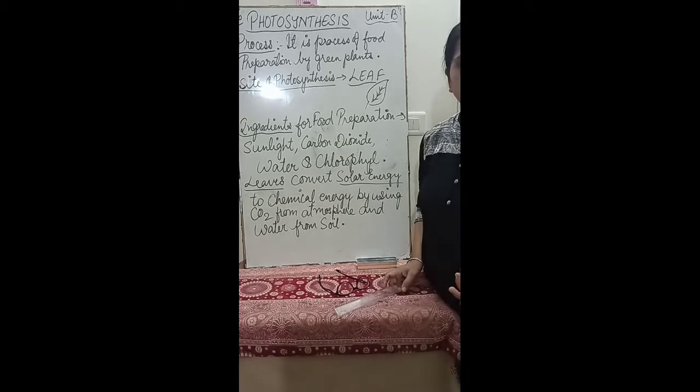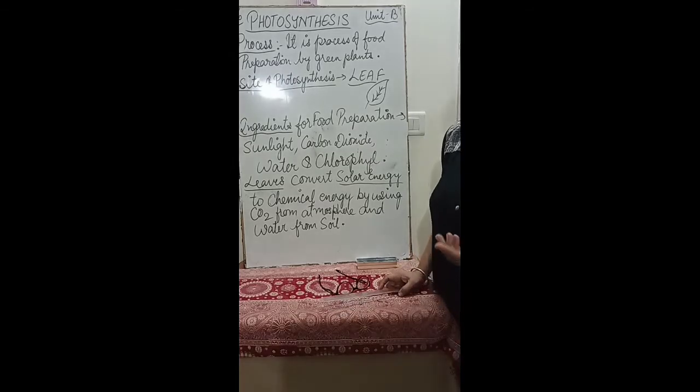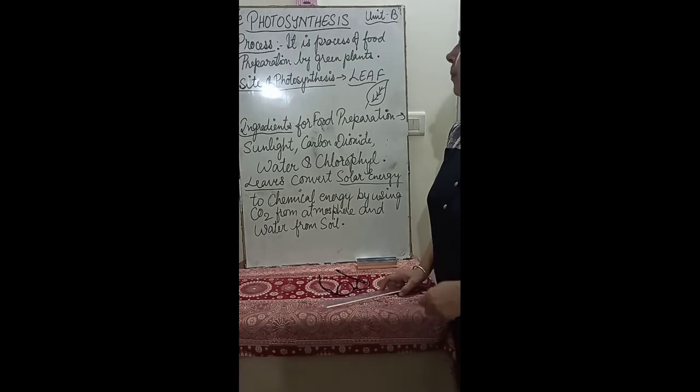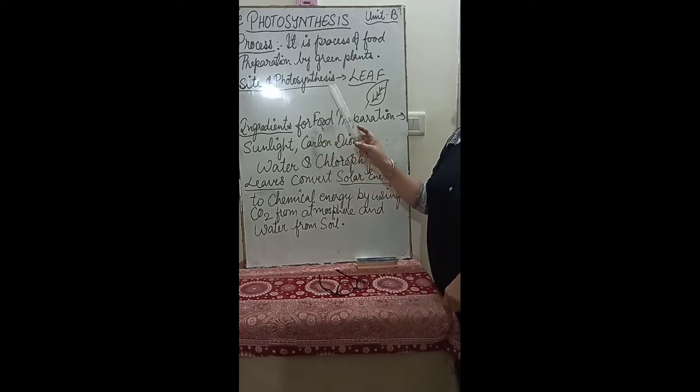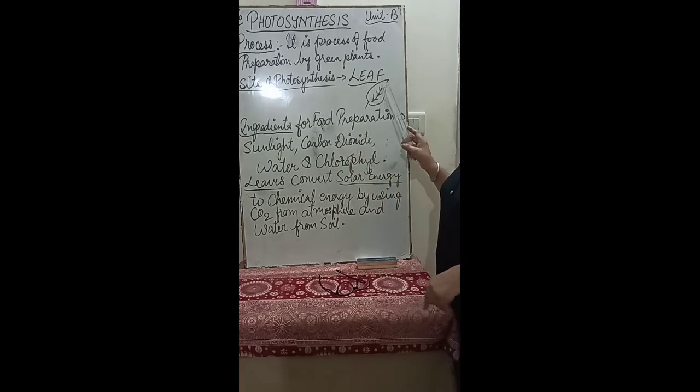So what's the process of photosynthesis? It is the preparation of food by the green plants. Now what is the site of photosynthesis? Which part of the plant prepares food? That is the leaf. The leaf of the plant prepares food.